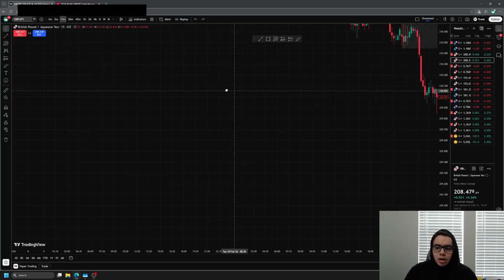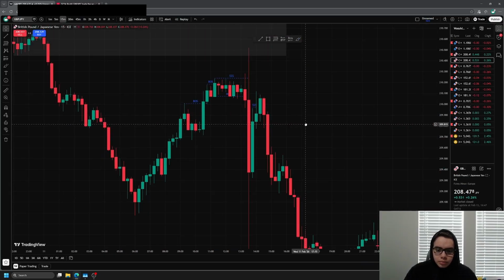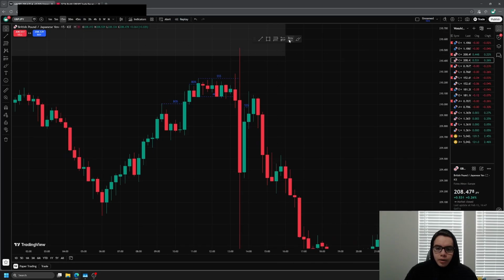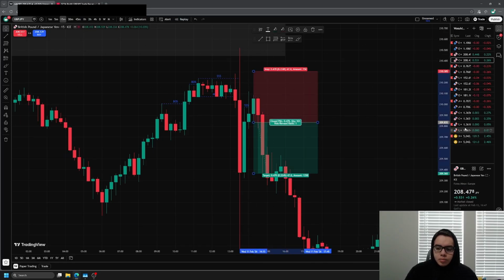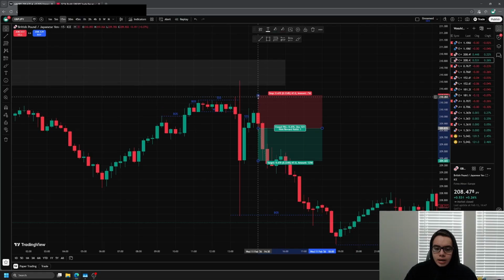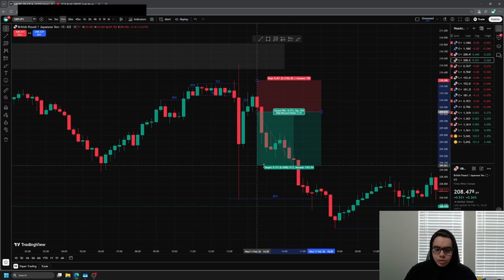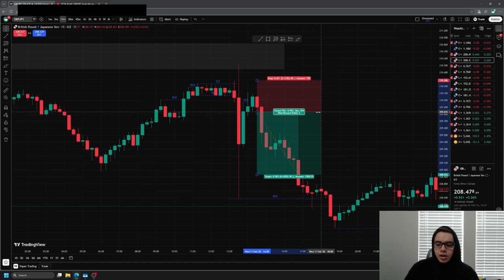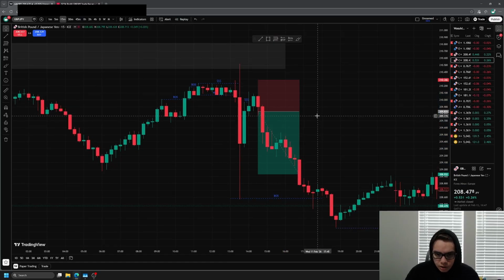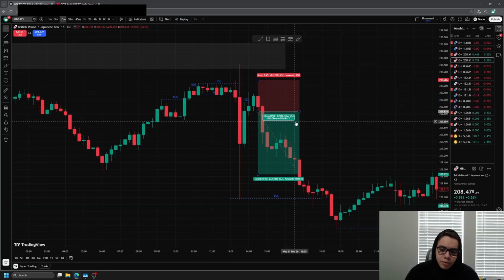I hop on the trade right around here, I think. Boom. I put my stop loss at the high that got swept, right around there, and I aim for a 1 to 2 risk reward ratio, which is right around here. Boom, my TP got hit and I made $90 on this trade and I risked $45.